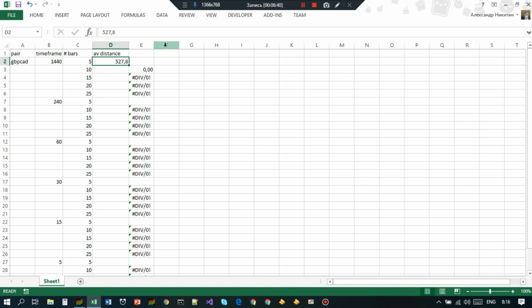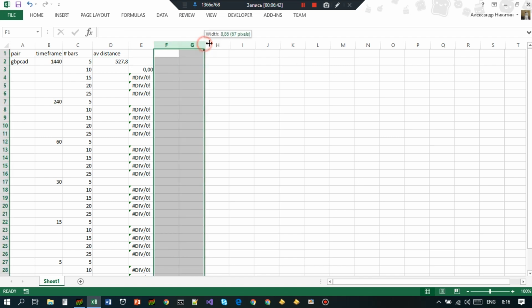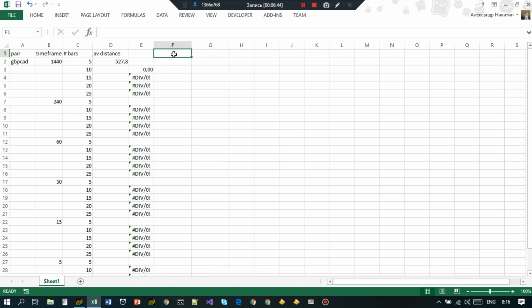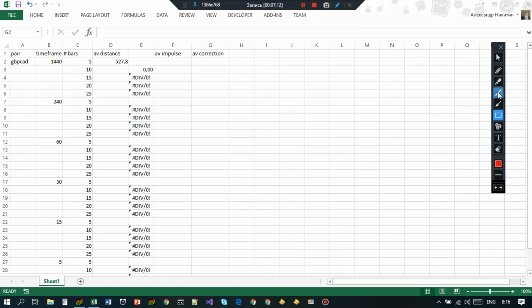So if we have this average size between the two, so this will be average impulse size, and this will be average correction size. Okay, so now let's do it this way. I know that an average impulse size is twice more than a correction size. So let me visualize that.